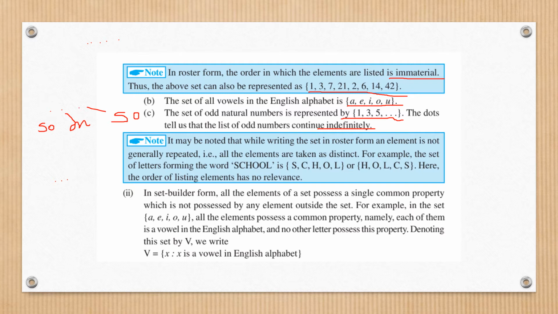It may be noted that while writing the set in roster form, an element is not generally repeated. All the elements are taken as distinct. For example, say school is there. You can see that the letter O is repeating, but I'll just list the elements like S, C, H, O, L, right? Or H, O, L, C, S, meaning order is not important, but you should not repeat any element. Here, the order of listing elements has no relevance.